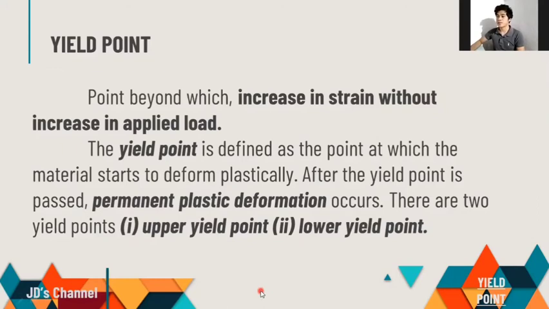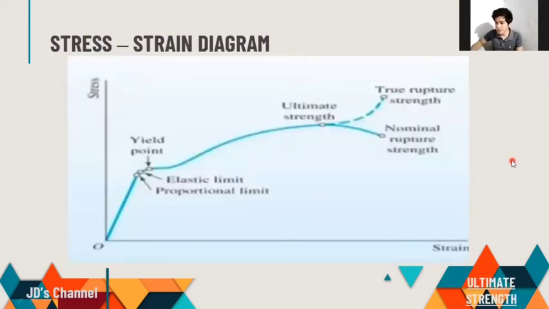Ano po? So, let us now focus on our next point, which is our ultimate strength, from the yield point up to the ultimate strength. So what is the ultimate strength? As you can see, it is the highest in this curve. Meaning, it is the highest force that a material can carry. So that is the ultimate strength.